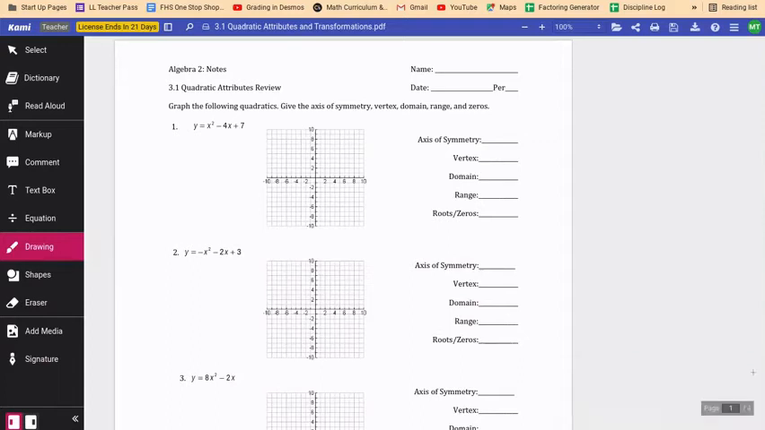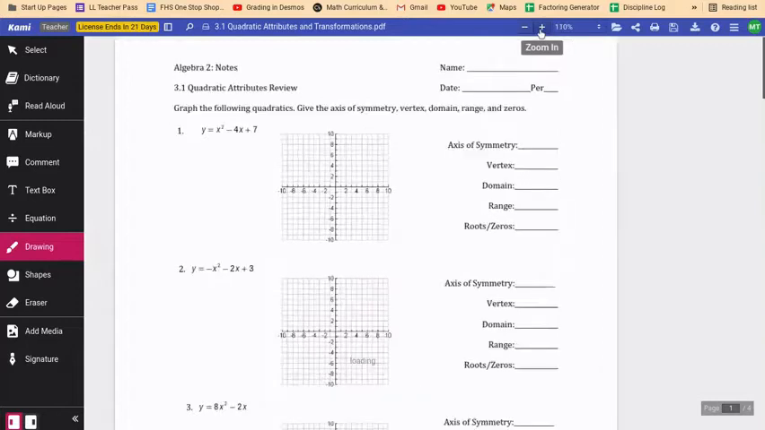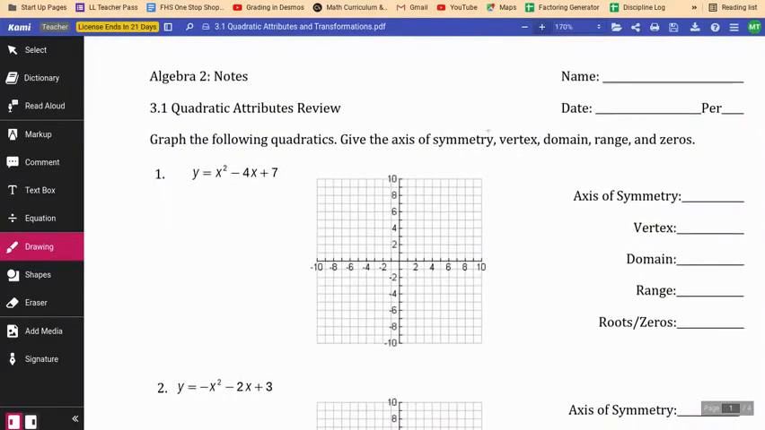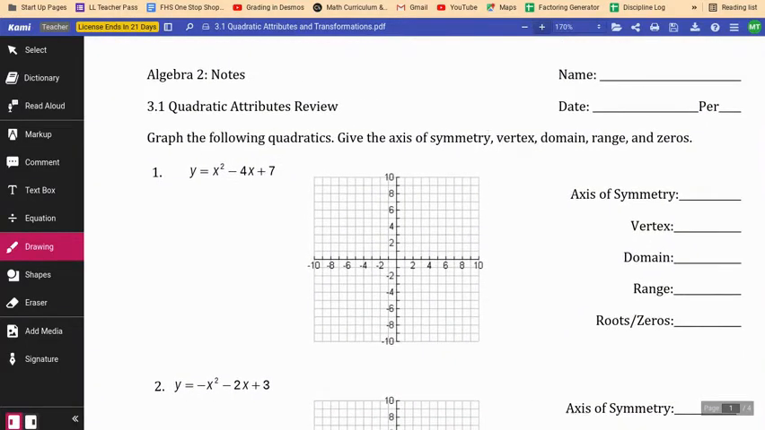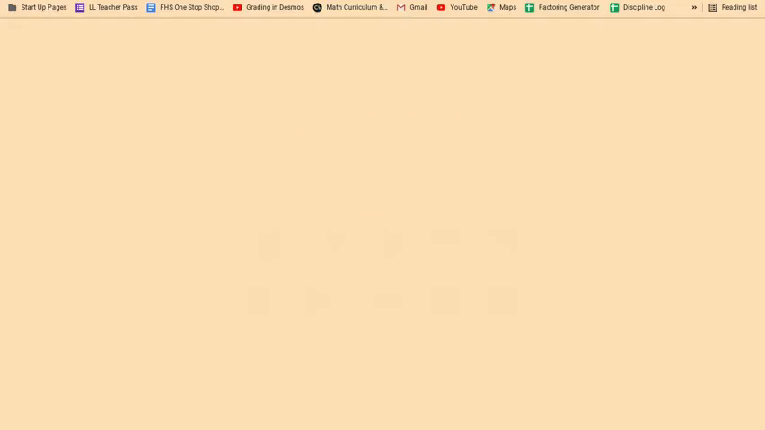All right, so this video is going to talk about the attributes of a quadratic. So here we have a few equations, and so important things to be able to see are going to be the axis of symmetry, the vertex, the domain and range, and then what we call the roots or zeros, and I'll kind of add on to that. So I'm going to quickly graph this using Desmos.